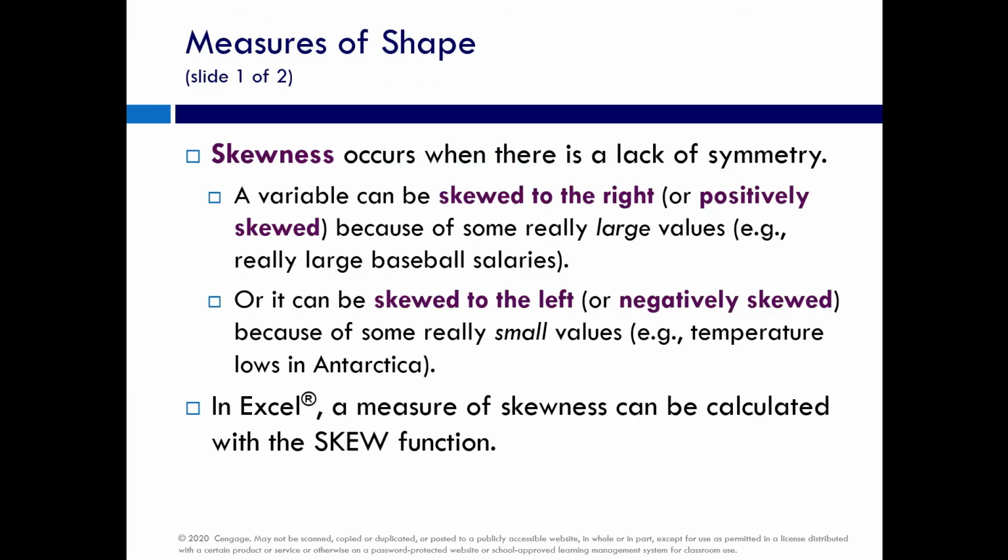Shape is an important part of reviewing data. Skewness occurs when there is a lack of symmetry. A variable can be skewed to the right, or positively skewed, because of some really large values, with baseball salaries as an example. Or it can be skewed to the left, or negatively skewed, because of some really small values, such as temperatures in the Antarctic. Excel measures skewness with the function SKEW.